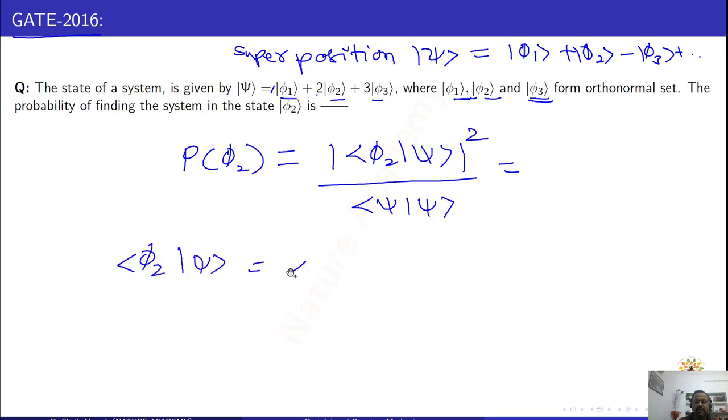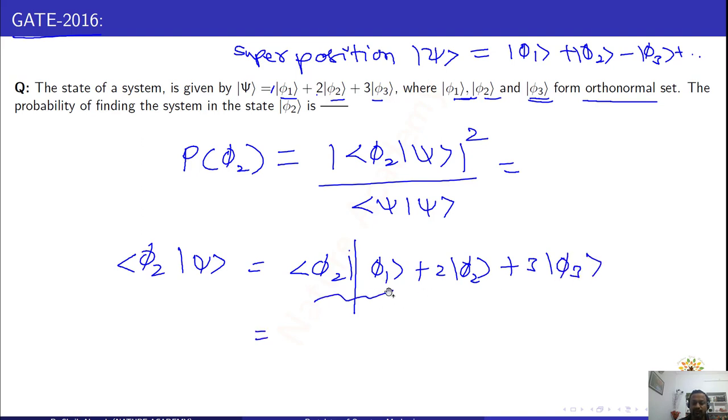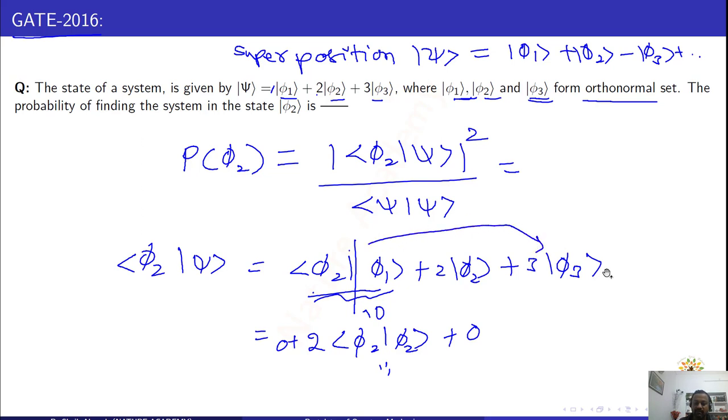Since phi1, phi2, phi3 form an orthonormal set, I'll write here psi1 plus 2 psi2 plus 3 phi 3. When phi 2 is operating on phi 1, you will get 0, so the first term is 0. When phi 2 is operating on phi 3, it is 0, since they are orthonormal. And when phi 2 is operating on phi 2, it is 1, so you will get 2 here. Take modulus and square it, you will get 4 here.